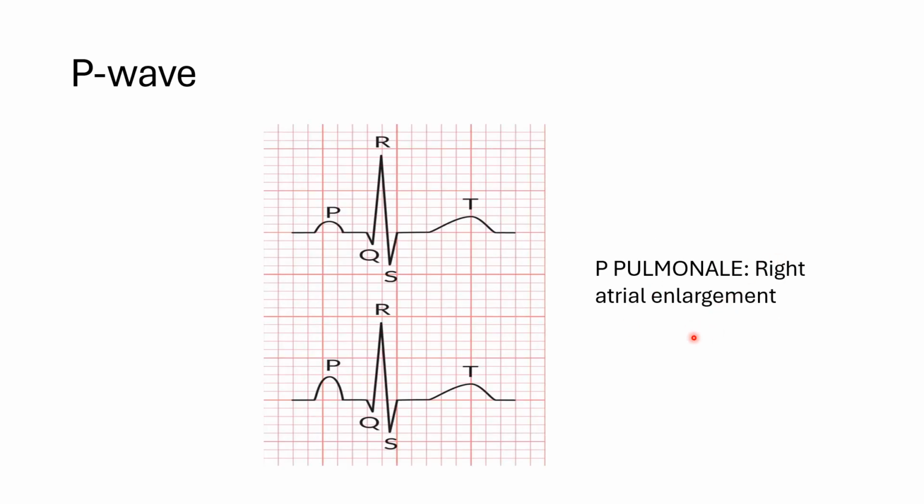P pulmonale, right atrial enlargement. This is normal P wave. Its height or amplitude is less than 2.5 small boxes. This is P pulmonale. The amplitude of P wave is greater than 2.5 small boxes, approximately equal to 3 small boxes.